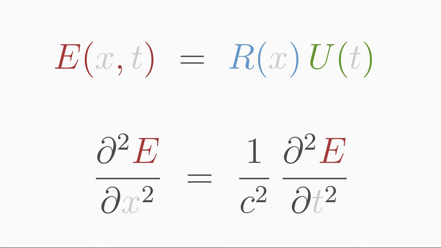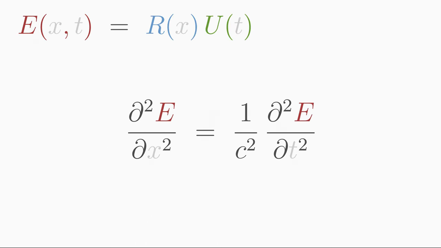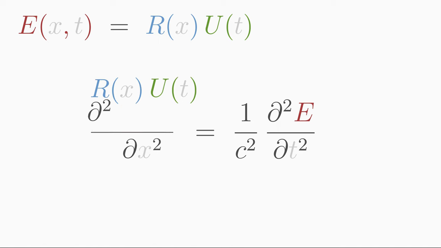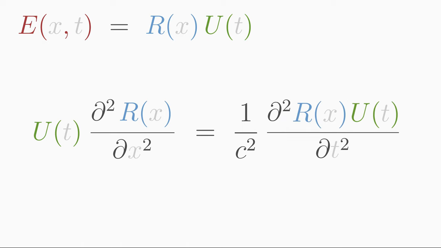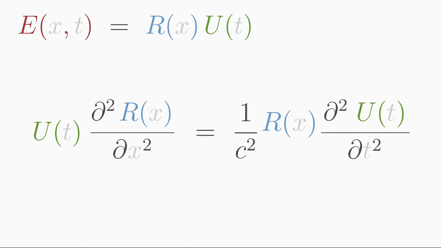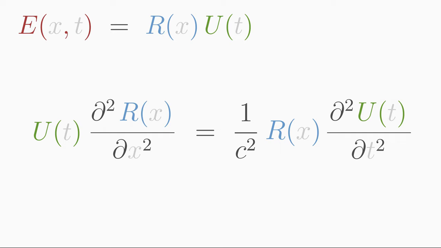In the wave equation, we have a second derivative of E with respect to location x and a second derivative with respect to time t. Differentiating the product ansatz with respect to x yields u times the second derivative of r with respect to x, since u is independent of x and thus acts like a constant. In contrast, in the derivative of the product with respect to time t, the function r acts like a constant because it does not depend on t.